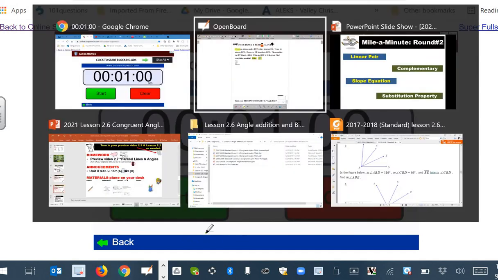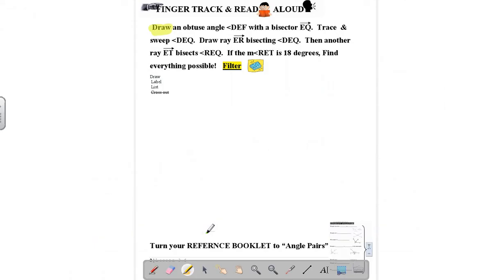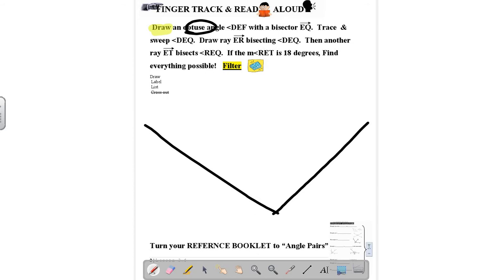Okay, not done totally. Let's just see how far you got, and we'll take it step by step here. Obtuse means bigger than 90 degrees, and we have D, E, F. How many of you at least drew the angle obtuse? Thumbs up. Did you get that far? Got it. And you have a bisector, EQ.